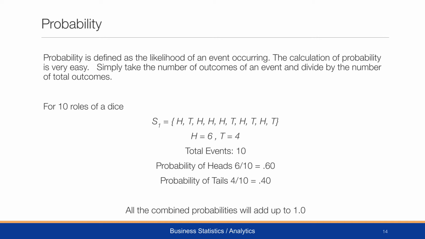So, for example, we have 10 flips of a coin. We have here heads, tails, heads, heads, heads, tails, heads, tails, heads, tails. I have 6 heads and 4 tails. The total number of events is 10. So the probability of a heads occurring is 0.6 or 60%, where the probability of a tails occurring here is 0.4 or 40%. But all the combined probabilities for these events will add up to 1.